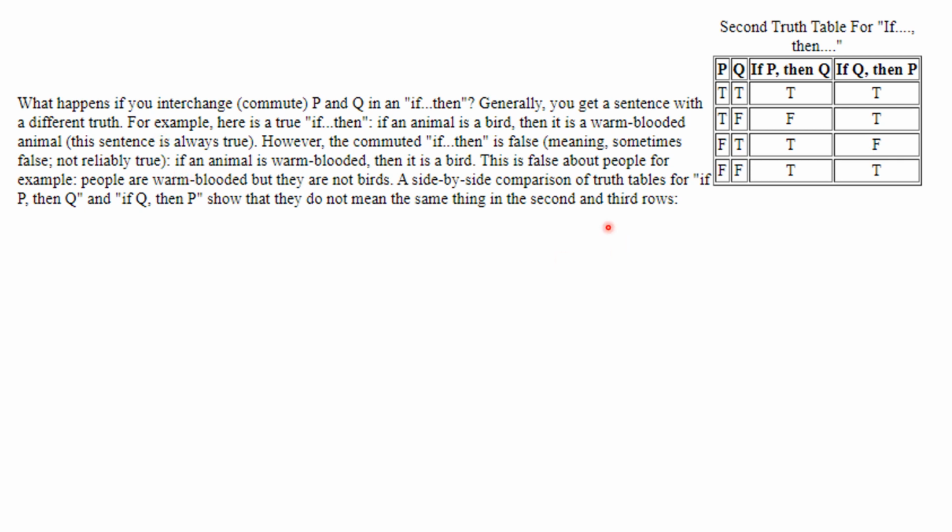If an animal is warm-blooded, then it's a bird. Well, this is false about people. For example, people are warm-blooded but are not birds. So if we look at this, we can see that if P, then Q, and if Q, then P do not have the same truth values always. And that means that these are not logically equivalent. This is known as the fallacy of the converse.